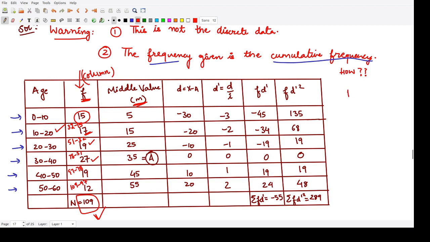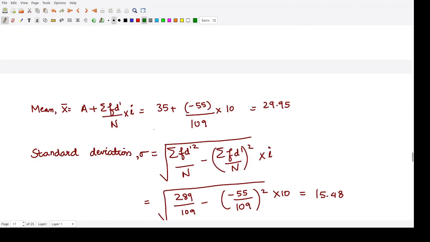Next, in order to calculate the mean, we can use the assumed mean method. So for that, what you have to do, you just assume that 35 is my mean. This you assume by yourself. So for calculation of mean, the formula for assumed mean is this one: A plus summation f d dash divided by n into i. This is the step deviation method to calculate mean.